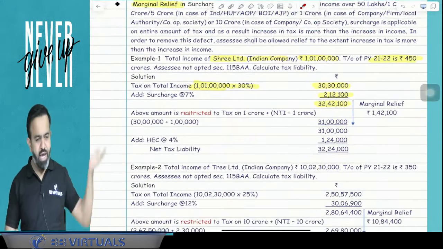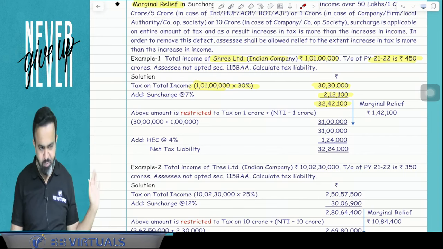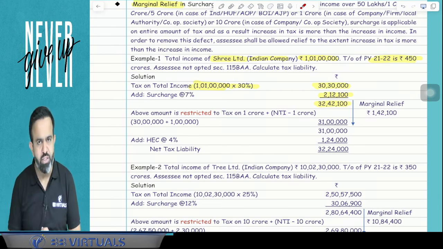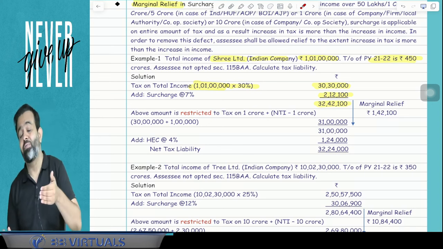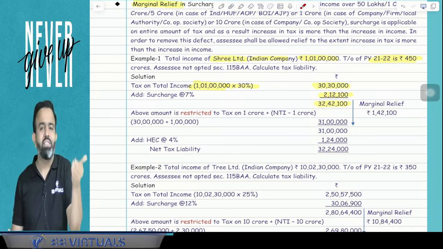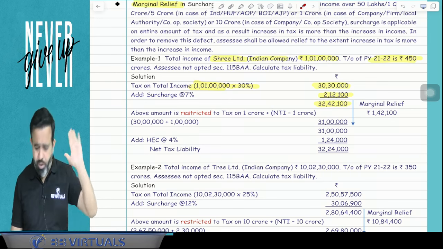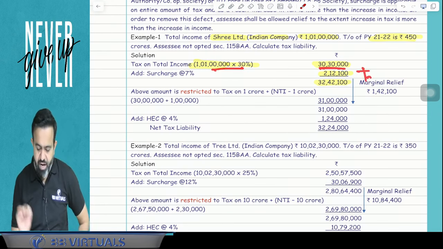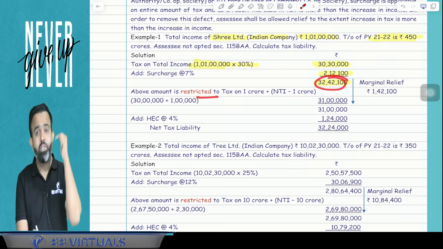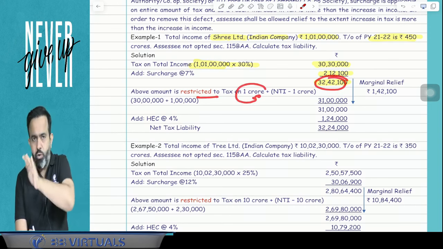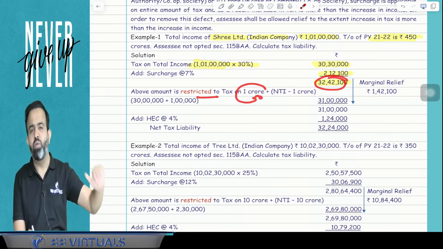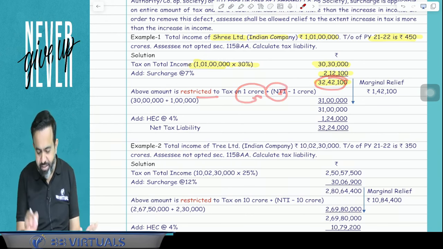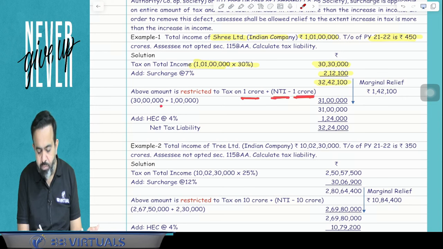Now for examination purposes, I have given you a very good format. Just understand this format, what you have to do. Whenever your income, in case of a company, is a little bit more than 1 crore or a little bit more than 10 crore, because when your income is more than 10 crore, then your surcharge rate is changed from 7% to 12%. What you have to do here, try to understand. First, calculate the tax on 1 crore 1 lakh. Just add the surcharge, and after that, write that this amount is restricted to tax on 1 crore, means if your income was only 1 crore, then what could be the tax, plus NTI minus 1 crore. NTI minus 1 crore means whatever excess income over 1 crore, just give it to Nirmala Sitaraman ji. So here, tax on 1 crore plus NTI minus 1 crore comes to 31 lakh.